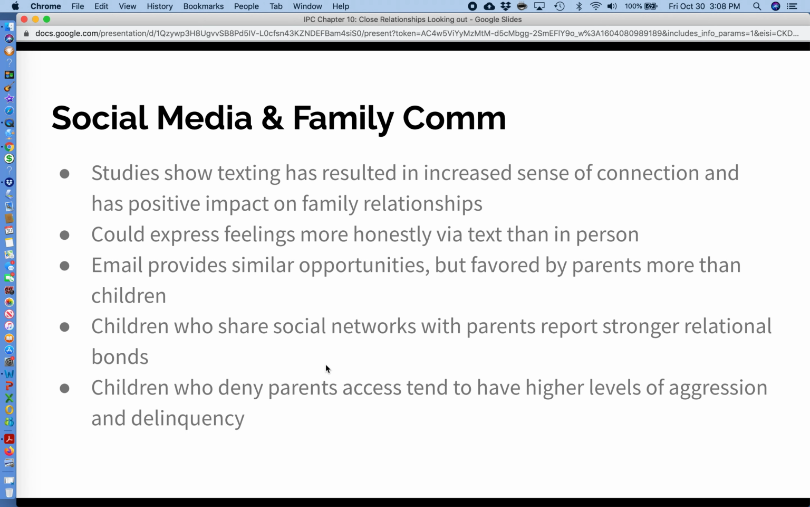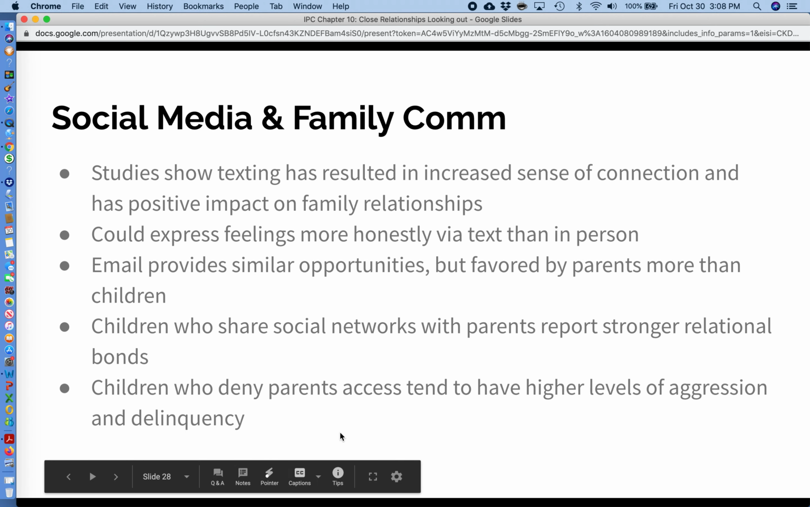Children who share social networks with their parents report stronger relational bonds. They feel closer to their parents. And children who deny parents access tend to have higher levels of aggression and delinquency.